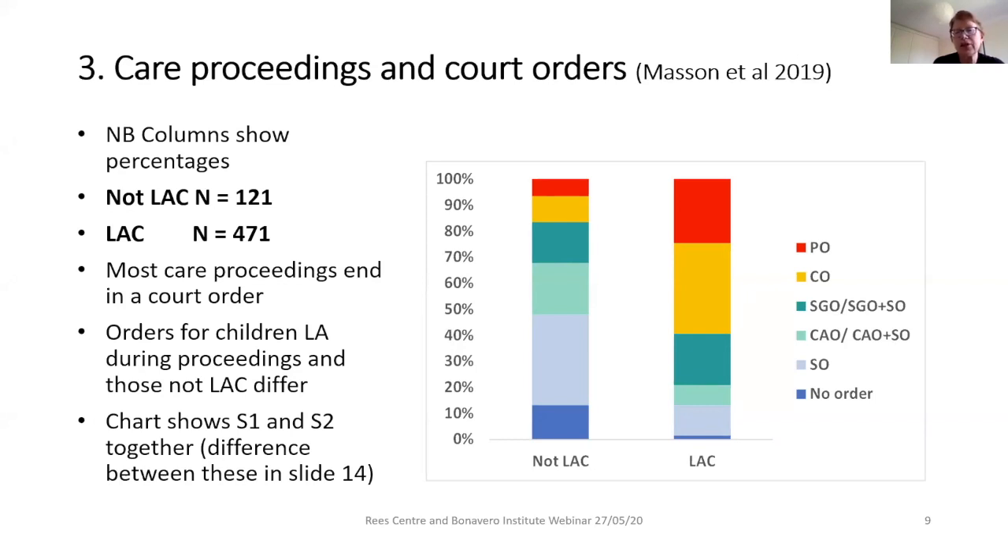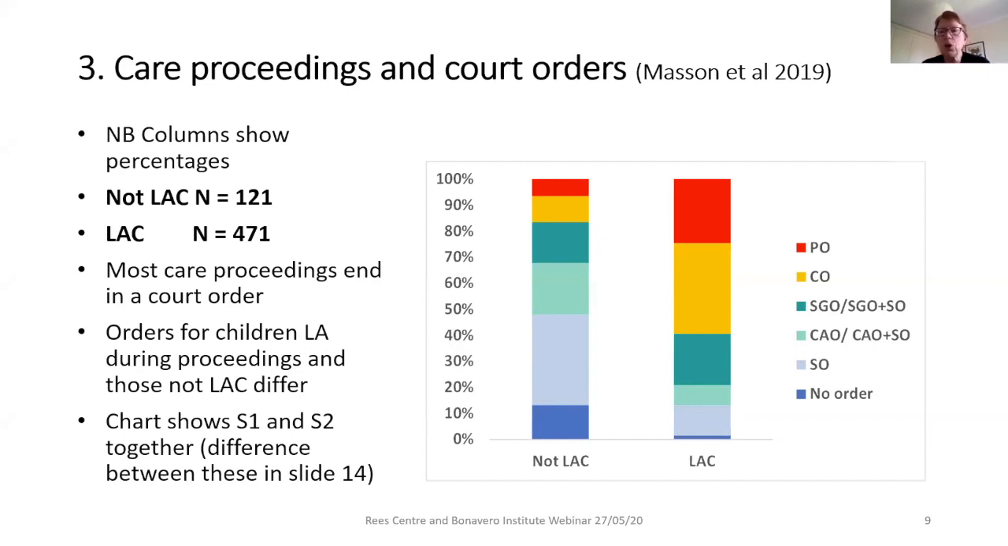The other thing you see is that the vast majority of children who enter care proceedings leave with some sort of order. Yes, it looks like quite a lot in the non-LAC group, but remember that's 12% of 121. And the 1%, 2% in the LAC group is 1 or 2% of 471. So we're talking a very small number of children who don't end proceedings with a court order, but you don't always get what you ask for. I've got another slide which I'll show you later about how the court orders changed over time.